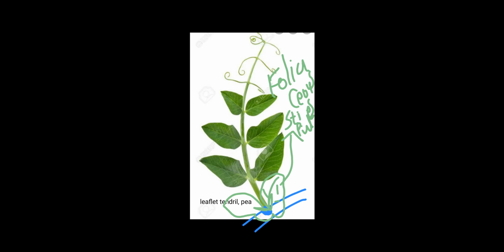Next modification, that is for, in that example, insectivorous plant. In that example, which one? Insectivorous plant. This one is the Venus flytrap. Now, one thing to remember, insectivorous plants, you have learned this, right? Insectivorous plants, what is the role of them?